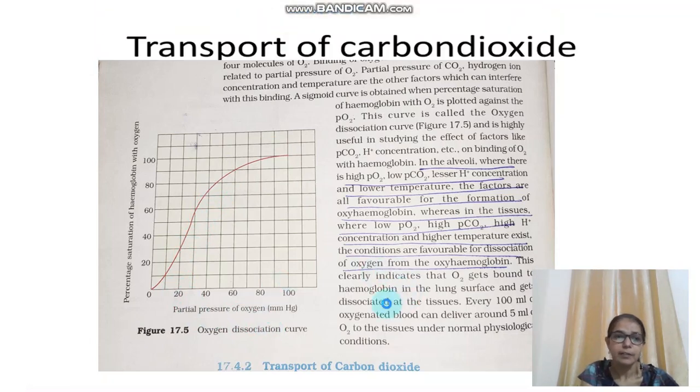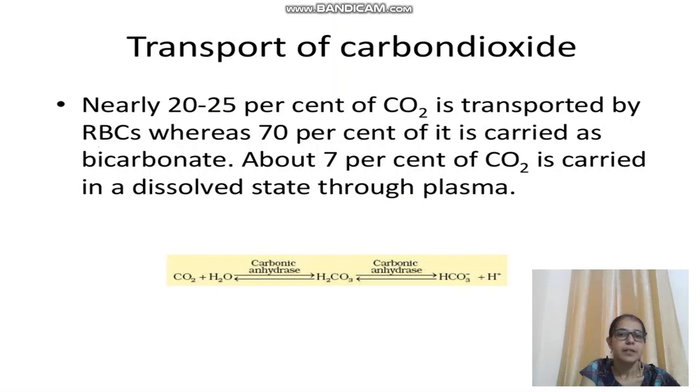Then moving further, the next respiratory gas is CO2. Now, how does transportation of CO2 take place? The transportation of CO2 takes place in three ways. First, approximately 20 to 25% of CO2 is transported by RBCs. The remaining 70% is carried in the form of bicarbonate, and the left part, approximately 7%, is carried in dissolved state through plasma.